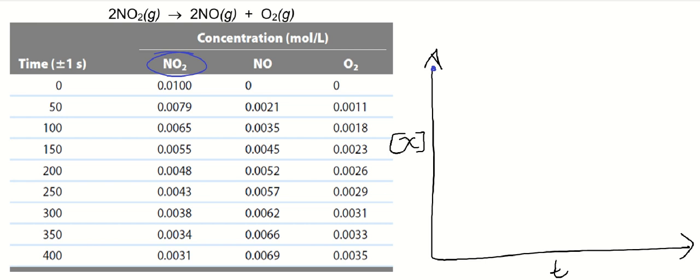I'll put that in a more neutral color. 0.0100 is, let's say, right there. All right, so the concentration of that reactant is going to start right there, and as the reaction happens, it's going to kind of look something like that. The slope is steep near the beginning, and then it tapers off.